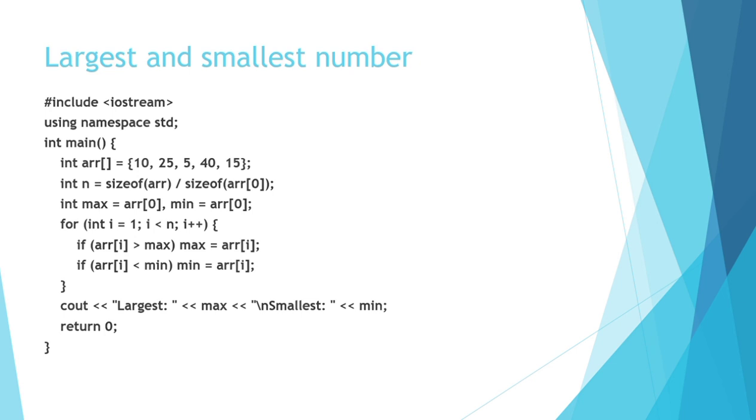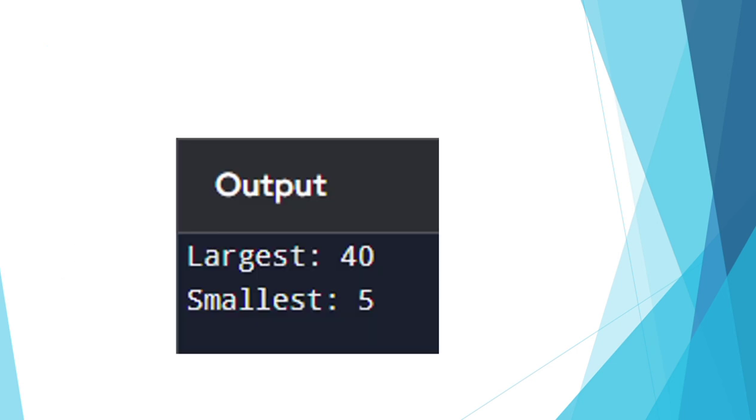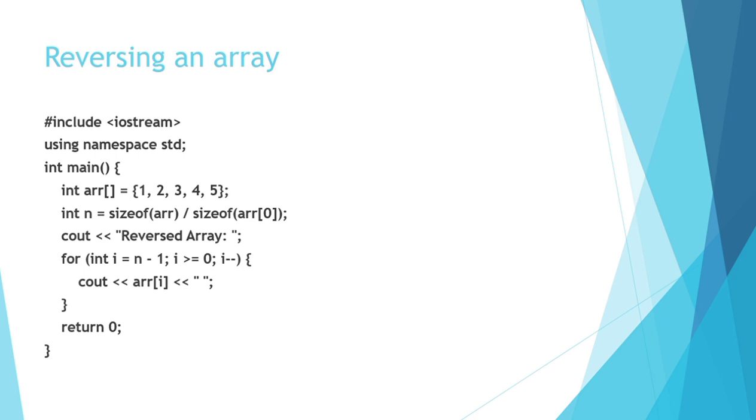In this case, the output will be largest, 40. Smallest, 5. After successful execution, output will be like this. Reversing an array. The given C++ code snippet demonstrates how to reverse an array and print its elements in reverse order. Let's break it down step by step.